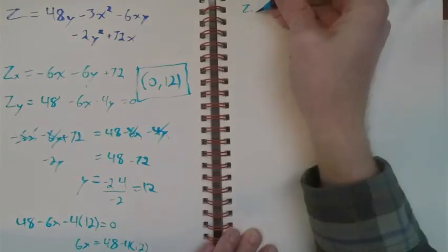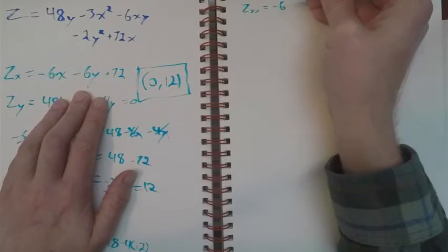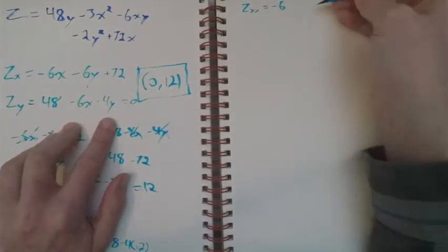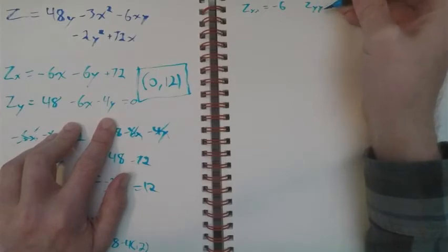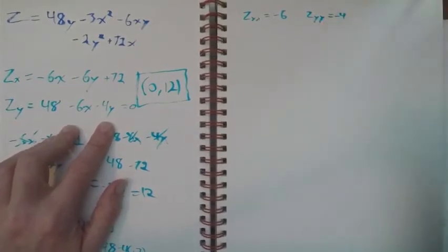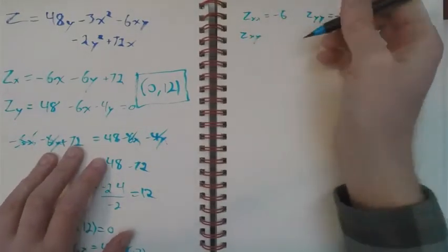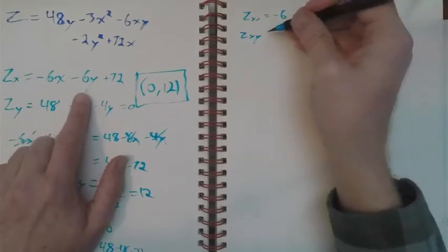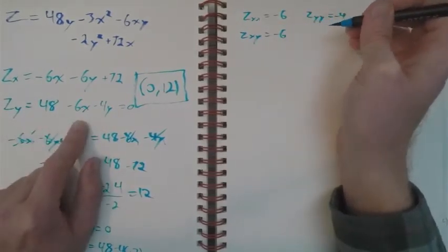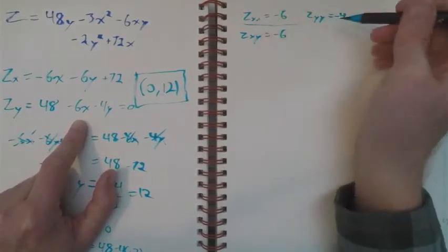All right, let's find zxx. That's going to be minus 6, and that's it. zyy is going to be minus 4, and that's it. So, hey, that's pretty nice. And then zxy. What's that going to be? zxy, that's going to be minus 6. And let's just verify zyx is also minus 6. So we've got two negative second derivatives.